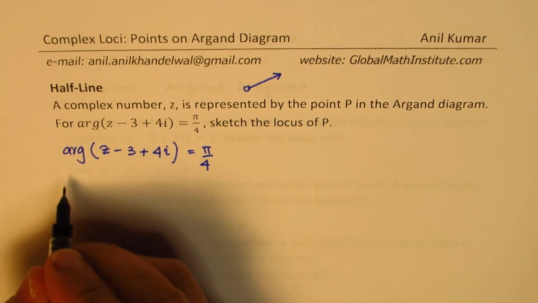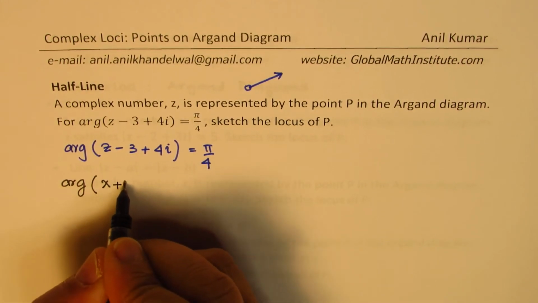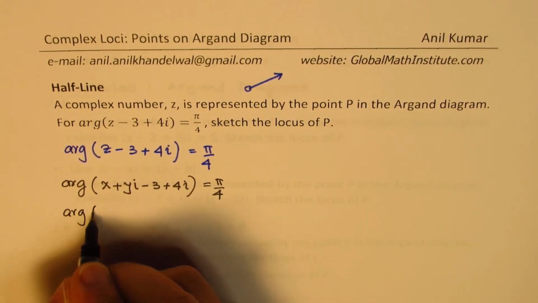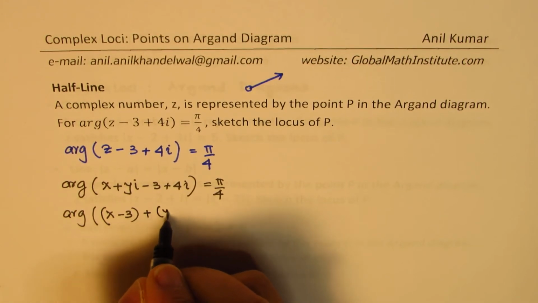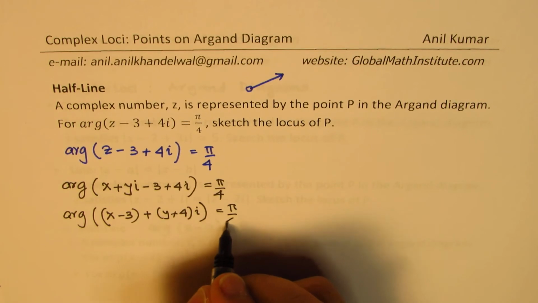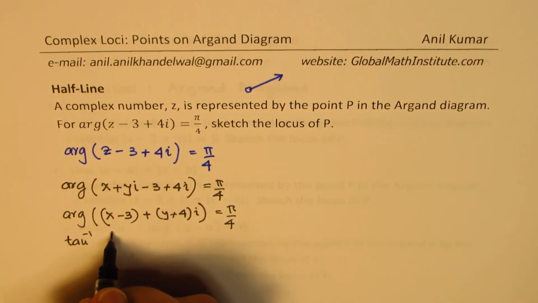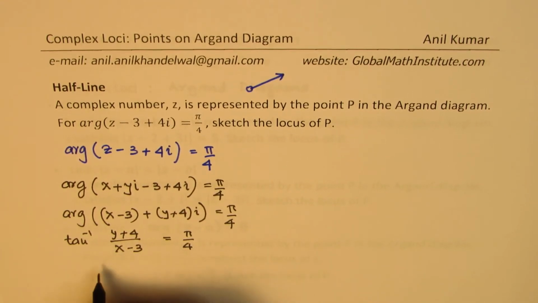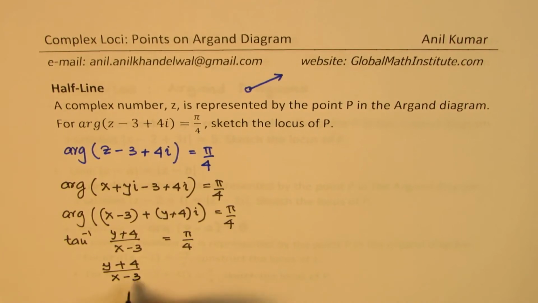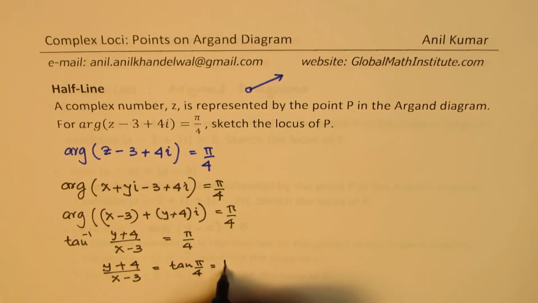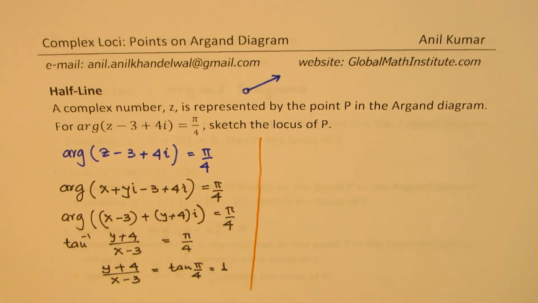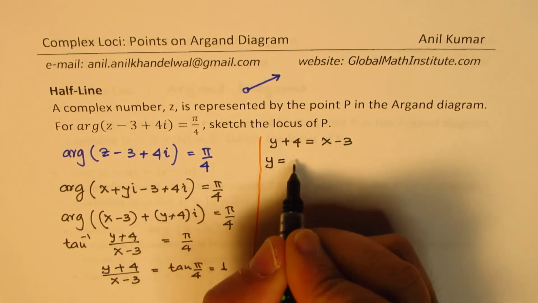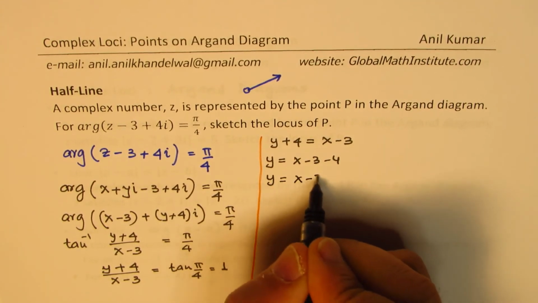So we could actually rearrange this by writing argument x plus yi minus 3 plus 4i equals to pi by 4, or we get argument x minus 3 plus y plus 4i equals to pi by 4, or we can say tan inverse y plus 4 over x minus 3 equals to pi by 4, correct? And from here we get y plus 4 over x minus 3 equals to tan pi by 4, which is equal to 1. So we get the equation of the line here, which is y plus 4 equals to x minus 3, or y is equal to x minus 3 minus 4, y equals to x minus 7.